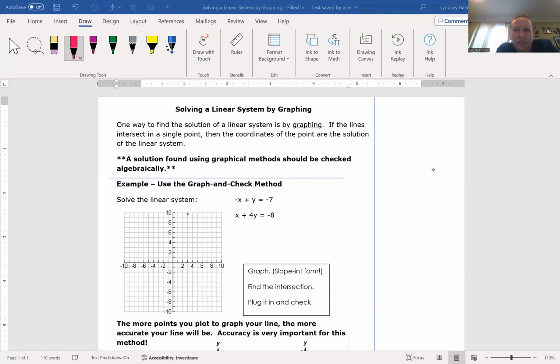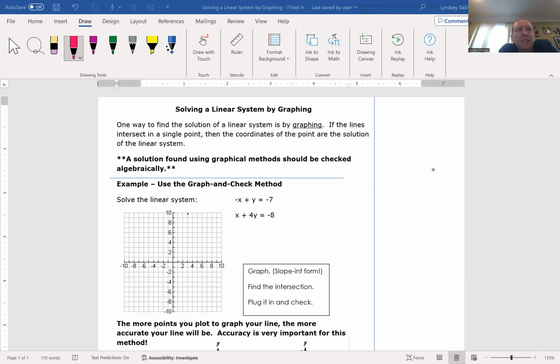This video is about solving a linear system by graphing. So we actually are going to have three methods of solving our systems of equations, and this is the first method. However, I will say it's probably not one we usually jump to. It's not always going to work for every single system of equations.